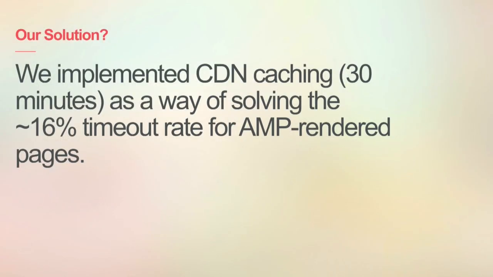So how do we actually solve this problem? Well, we implemented CDN caching. That means whenever Google calls our AMP page, the first time that it actually renders, so it may have failed the first 3 or 4 times, the first time it actually renders, we go ahead and cache that at the CDN level. And then from then on, for the next 30 minutes, Google will continually serve the CDN version. So this effectively dropped our timeout rate from 16% to virtually 0.